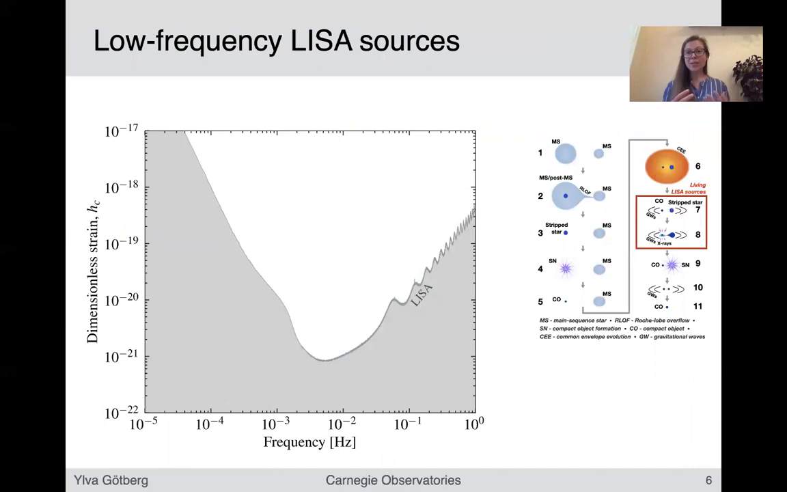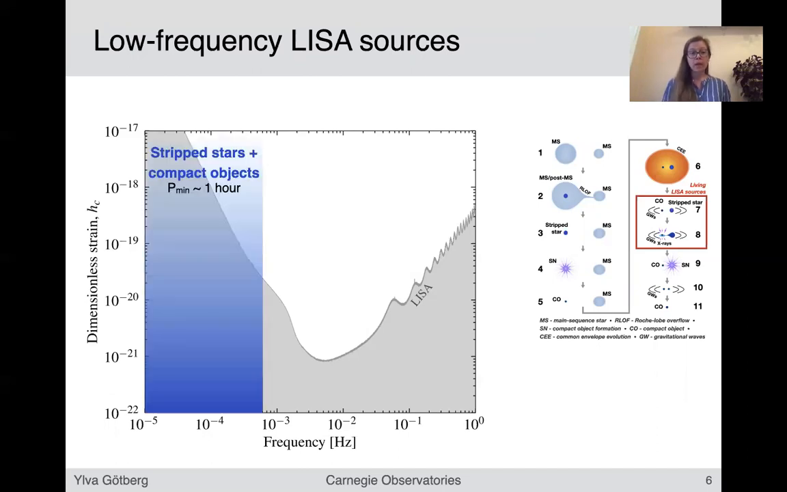So let's look at where that is in this strain diagram, showing you the frequency on the x-axis and the strain on the y-axis. And here I show only the sensitivity curve of LISA. If we show the same frequency range as before, you can see here that the stripped stars orbiting compact objects will be primarily low frequency sources of gravitational waves.